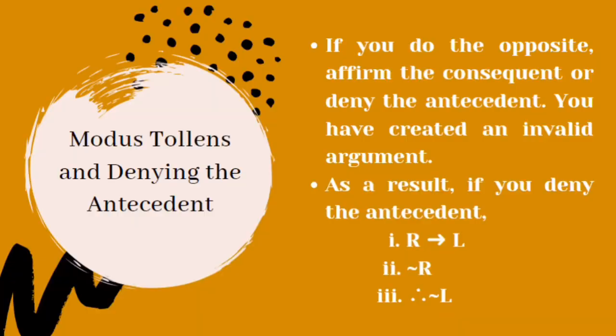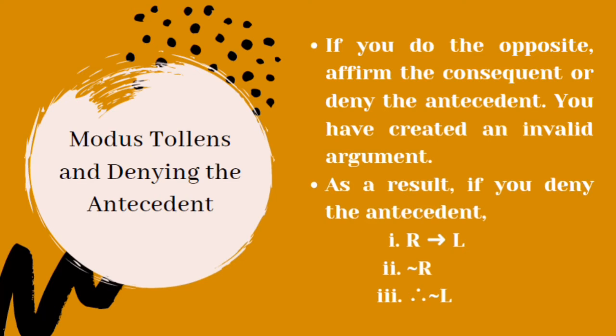The valid form, according to formal logicians, is when you deny the consequent and have the valid argument of modus tollens. You can also affirm the antecedent, which results in the valid argument of modus ponens. If you do the opposite, affirm the consequent or deny the antecedent, you have created an invalid argument.